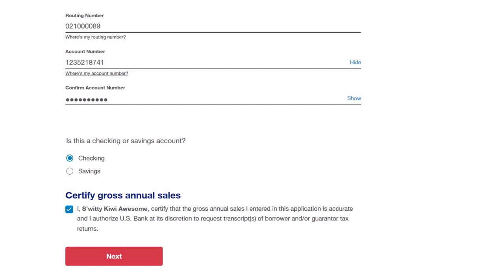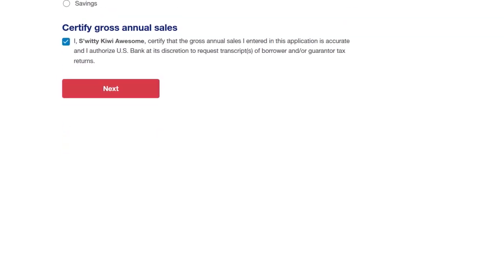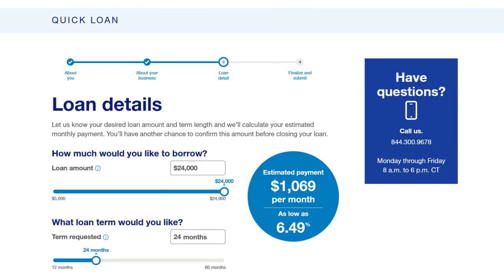And now you have to add other information here when you click next. Remember that in this case, we put fictitious account numbers. Everything here is fictitious, okay, folks? Because U.S. Bank wants to know if this is a checking or savings account, we put checking, and then we certified.